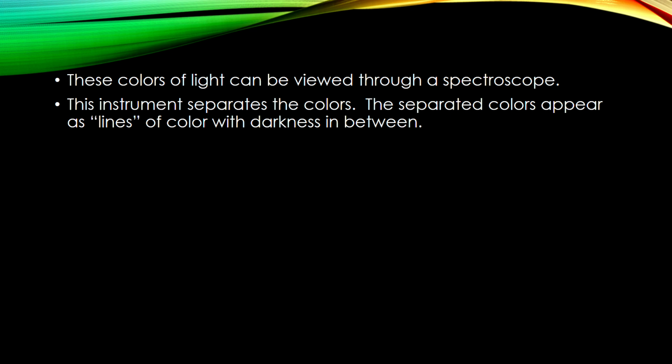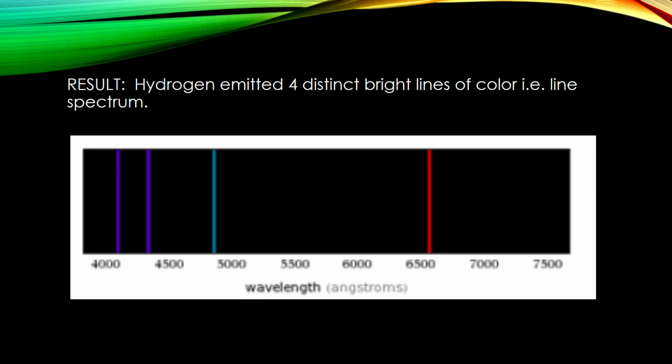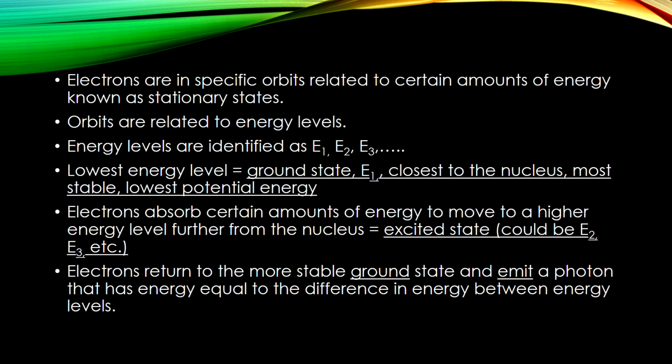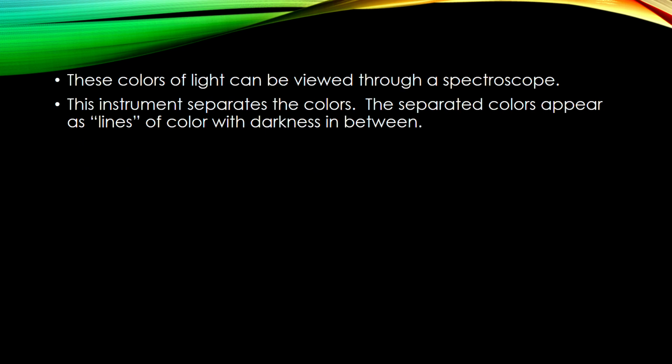Basically, it takes that combined light and splits it for us. The instrument separates the colors, and these separated colors appear as lines of color with darkness in between, like we saw here. But again, there are limitations to this, and Bohr was not completely successful. In the next short video, we will talk about how we moved on from Bohr.